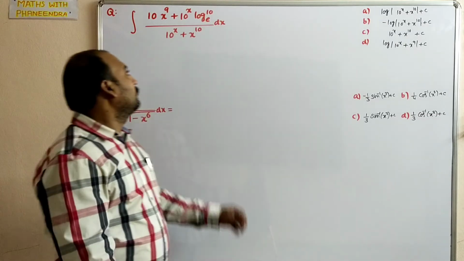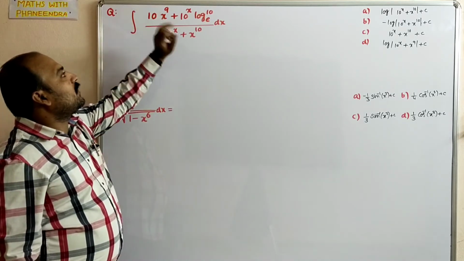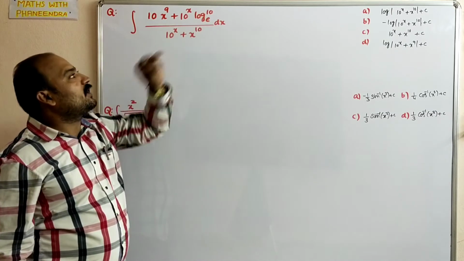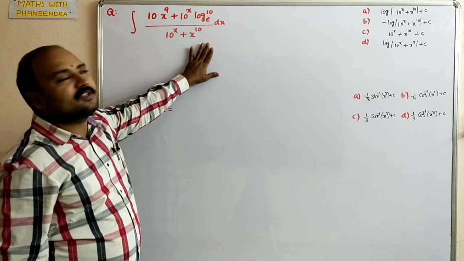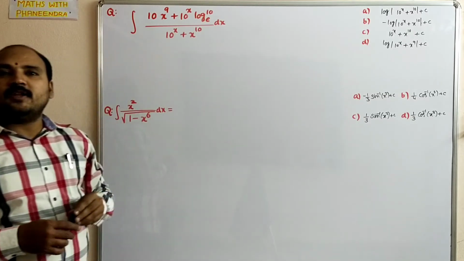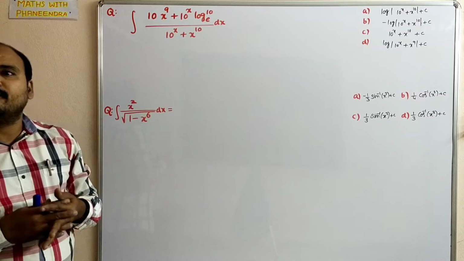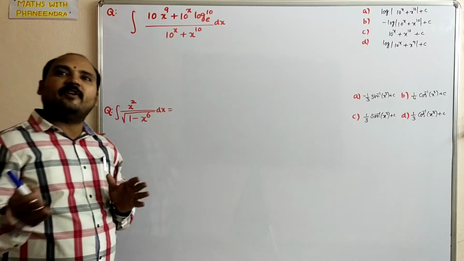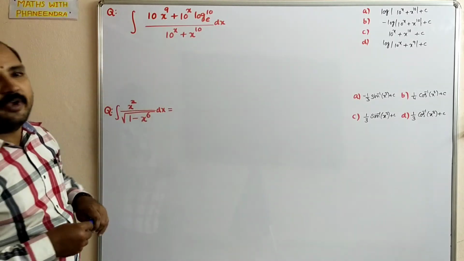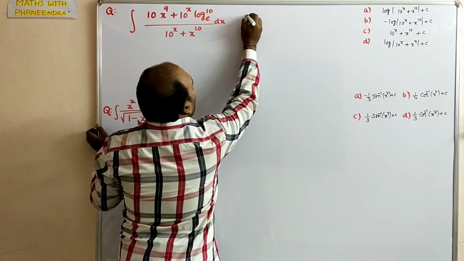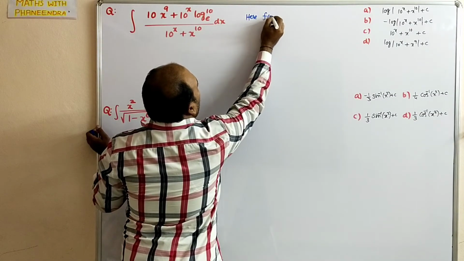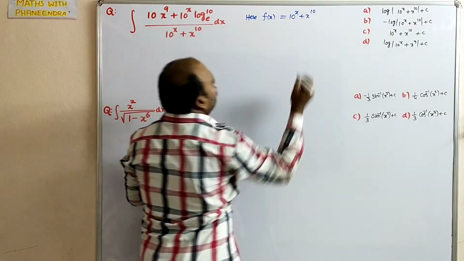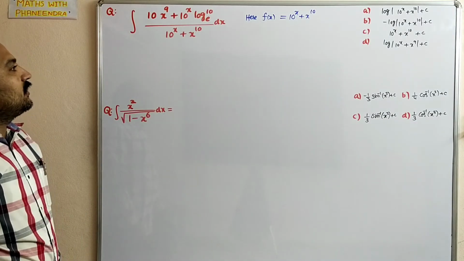Next question here. Integral of 10 into x power 9 plus 10 power x into log 10 to the base e, divided by 10 power x plus x power 10, into dx. Whenever questions like these are there, first we have to verify the derivative of numerator and denominator. Is there any possibility of them being derivatives of each other? Suppose we assume f of x is the denominator, I am taking it as 10 power x plus x power 10.